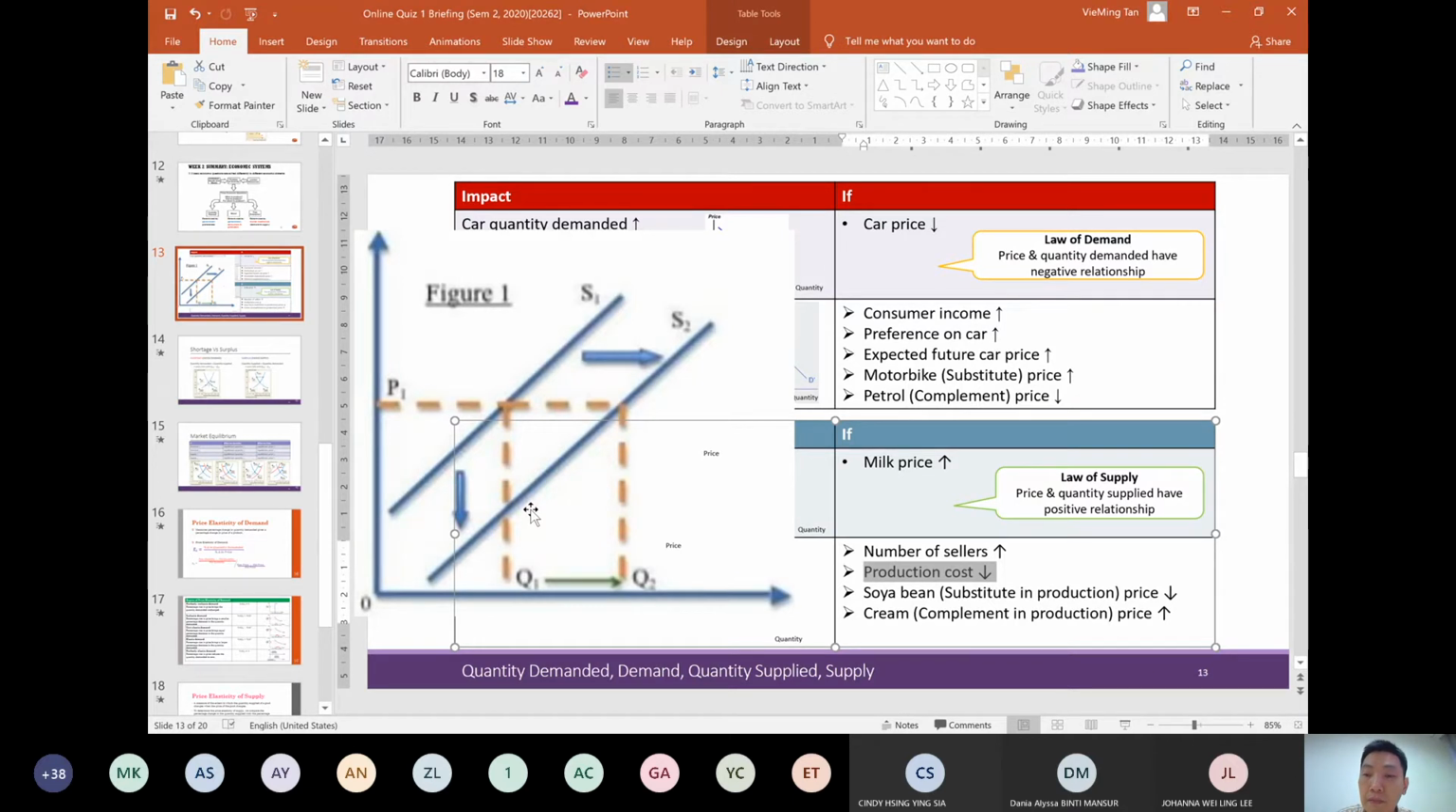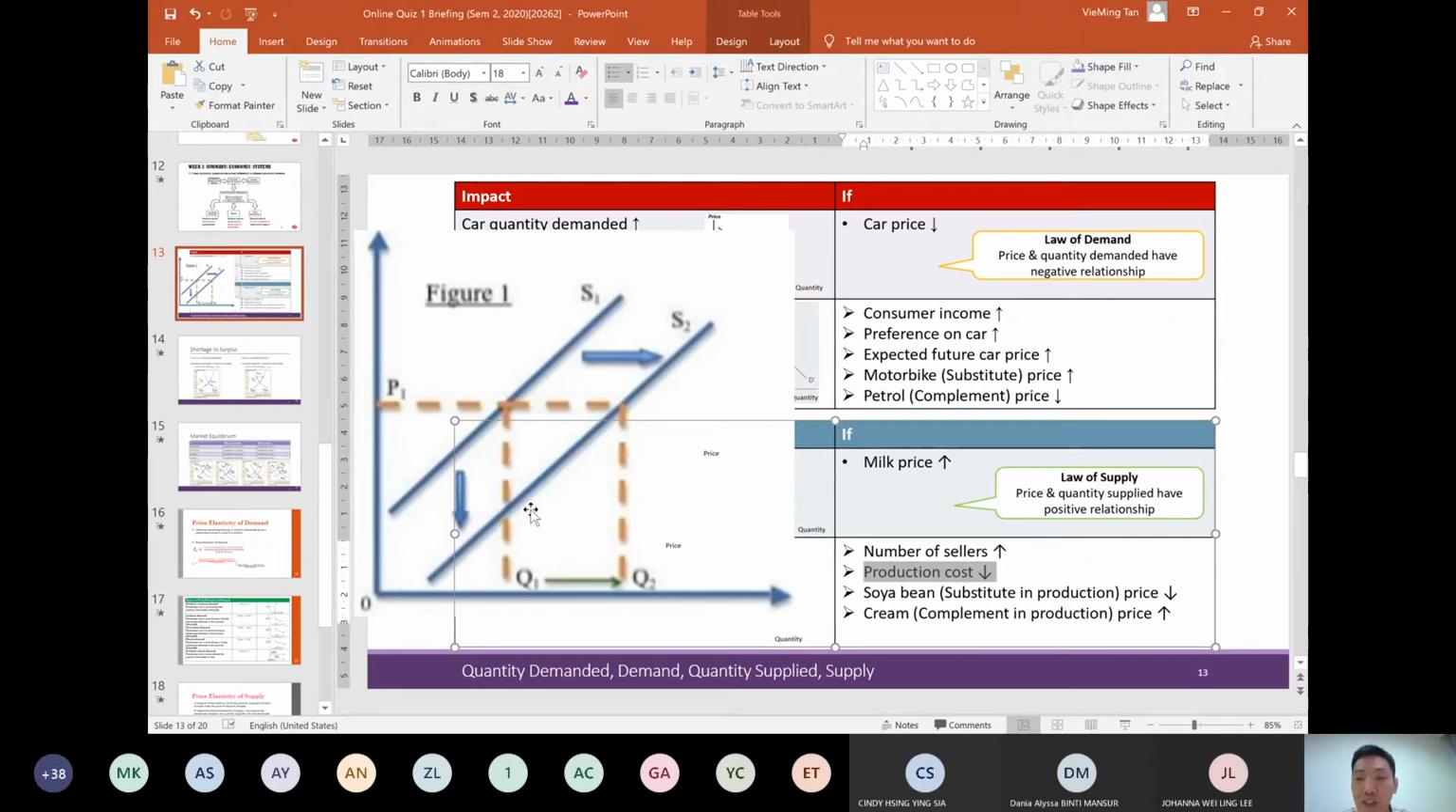Soya bean can be one of the substitute products for milk, right? So let's say now, assume that the soya bean price is reducing. If soya bean price is reducing, that means it's cheaper now. I mean the price is cheaper for soya bean. If cheaper, that means it's not good for the producer. It's good for the consumer, but it's not good for the producer.